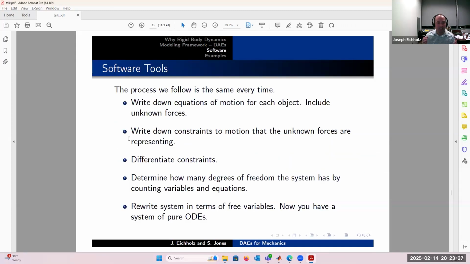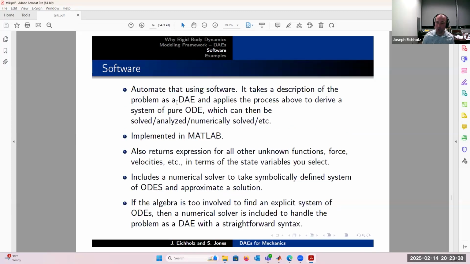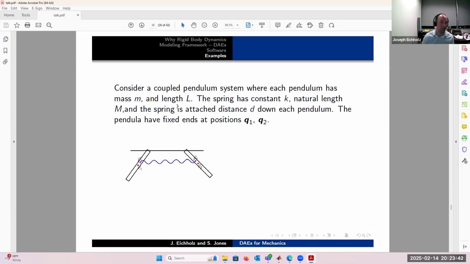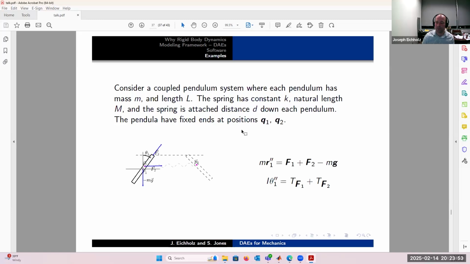The point is that we do the same thing every time, and students love a systematic framework for doing things. So by the end of this third day, they've gotten this far. By day 4, I give them this problem, a coupled pendulum problem. So now I've got a spring connecting two pendula at different places. This is a reasonable problem for them to attack at this point.